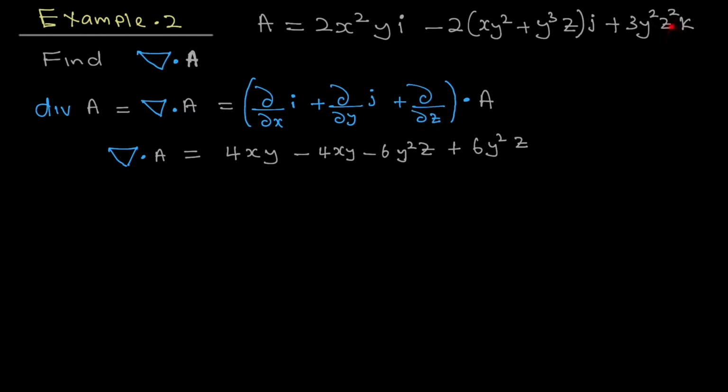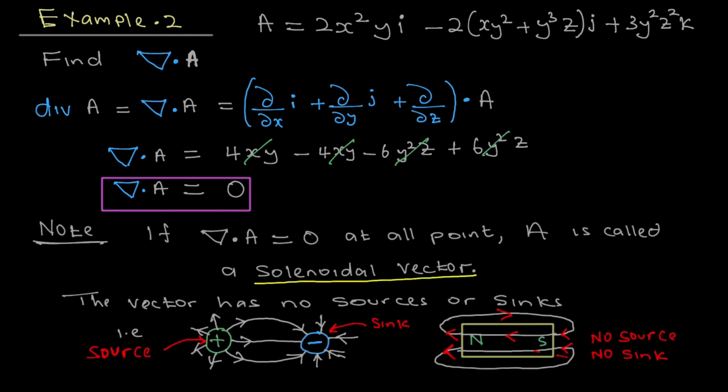So I'm going to differentiate the z here, so that will be 2 times 3, that's 6y squared z. And then if you work this out, you can see that that cancels that, and that cancels that, and so we get 0. So note, this is a special case, where if you do div or divergence of A, you get 0 at all points. That means A is called a solenoidal vector.